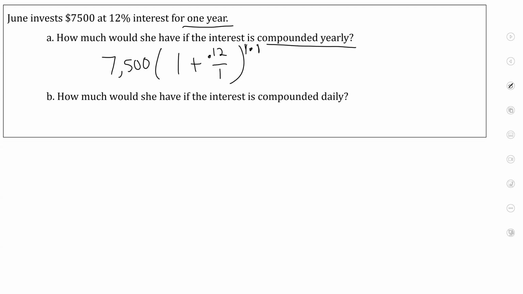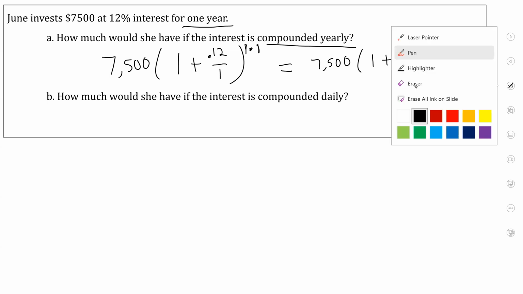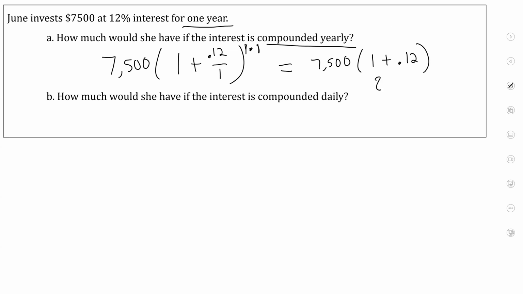Okay, so guys, if you put this into your calculator, you can just put it in as this. 7,500 times 1 plus 0.12. And to the power of 1, you don't have to write the power of 1. What will this become, guys? 8,400. All right, there we go.